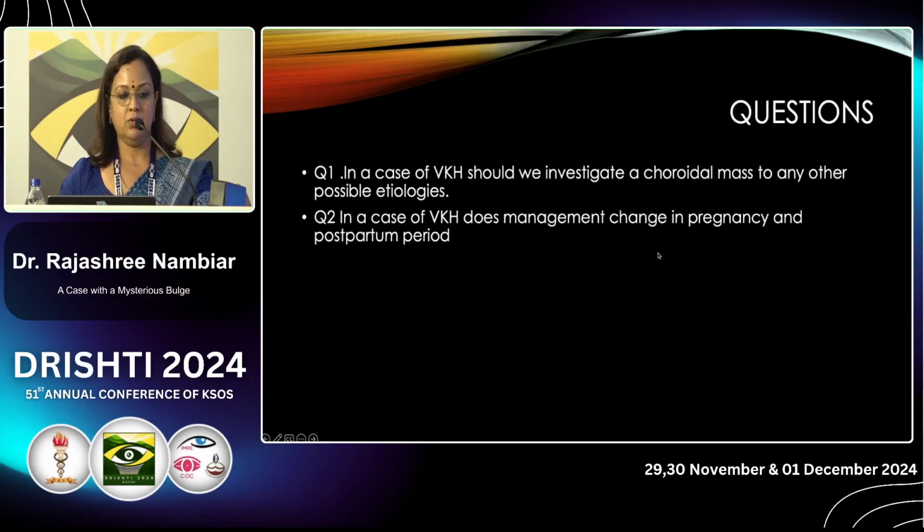So these are my questions to the panelists. In a case of VKH, where you get such a huge choroidal mass, should we look out for other etiologies like maybe tuberculosis or sarcoid or a secondary?